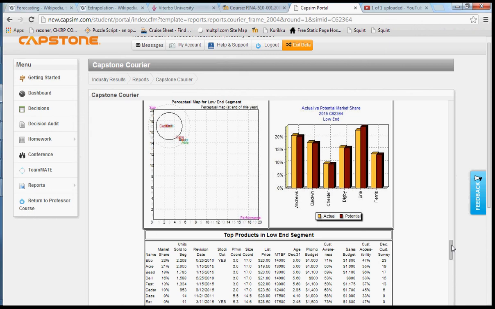Okay, so that is the Courier in a nutshell. Next we'll take a look at some decisions you can make based on the information in the Courier and where you input those decisions into the Capstone software.